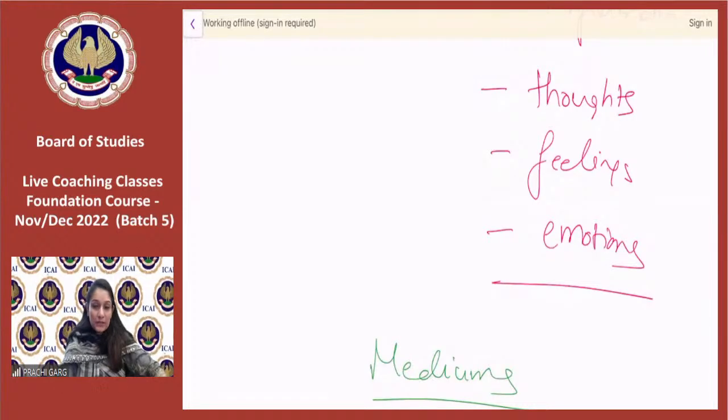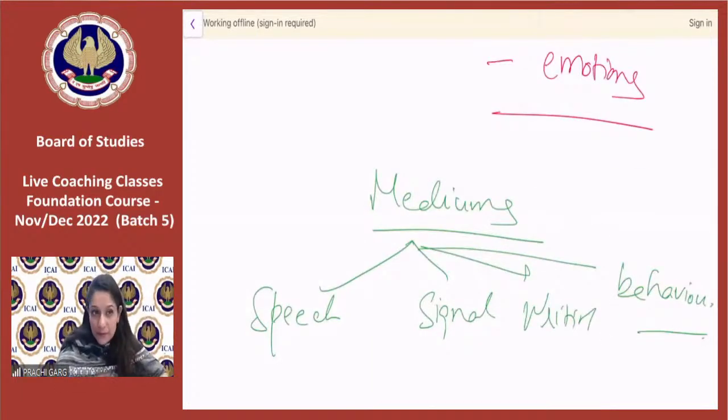Medium is not the process. Medium is that through which you are doing something, right? For example, somebody asks you, medium is basically through what? If you're communicating, how are you communicating? Through speech, probably through writing. So which medium are you using to communicate yourself? All right. So these are the different mediums of communication.